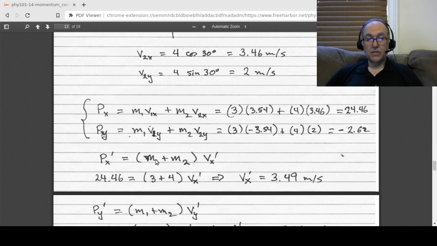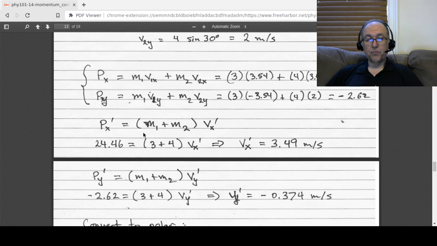The two masses combined, so m1 plus m2, 3 plus 4, there's 7. And there's only one velocity after, and that's the combined velocity v prime, but we're looking at only the x component, so vx prime, okay? And you take a look at that line there and you go, oh, I can solve for vx prime. That's right, vx prime is 3.49 meters per second. There we go. We've got the x component of the velocity of the combined masses after the collision, 3.49 meters per second. Do the same thing for y.